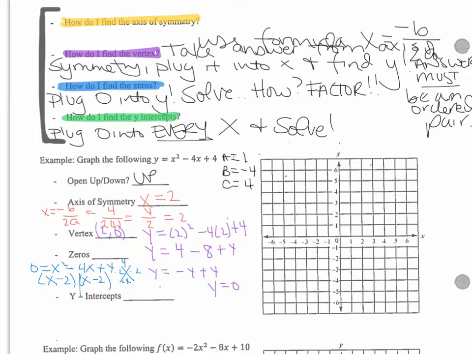I've got to split it up. So x equals 2 and x equals 2. So really x just equals 2. So if I turn this into an ordered pair, it's going to be 2, 0.